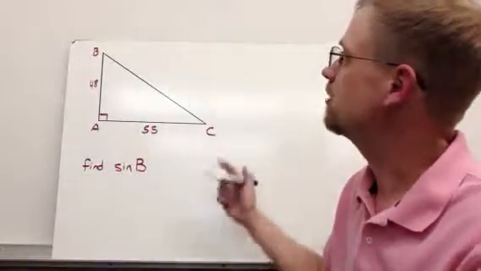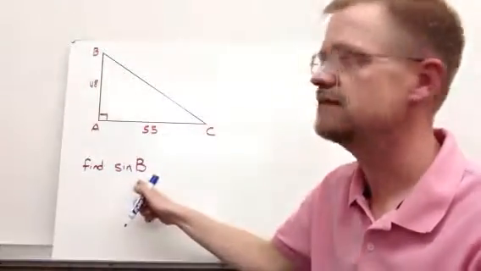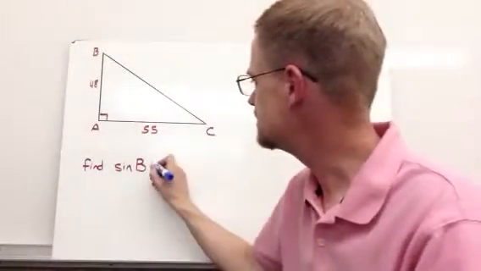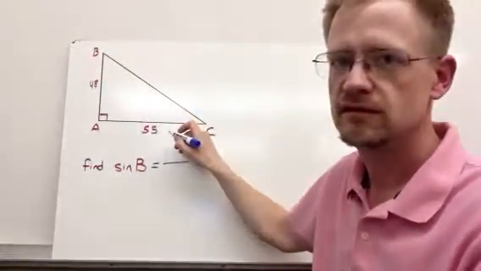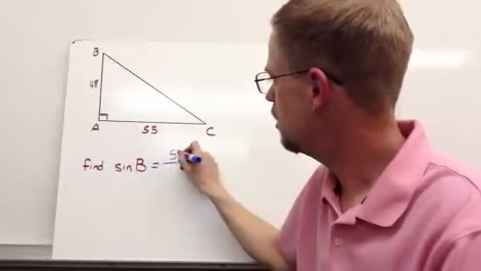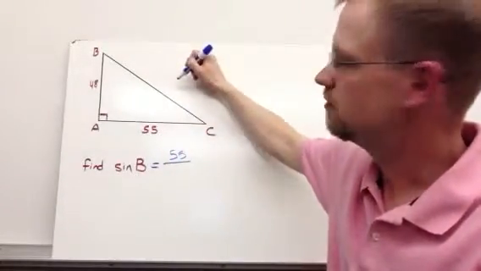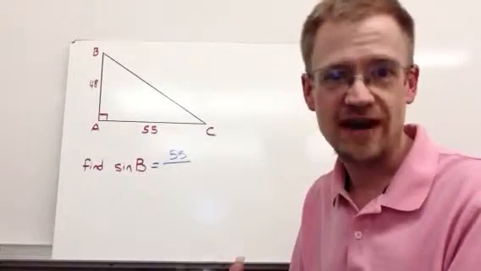Let's start with this triangle ABC. It is a right triangle. We want to find the sine of angle B. As you recall, the sine is the opposite side of angle B. The opposite would be 55 over the hypotenuse. We don't have a hypotenuse yet, but we can use something we already know to find the hypotenuse.